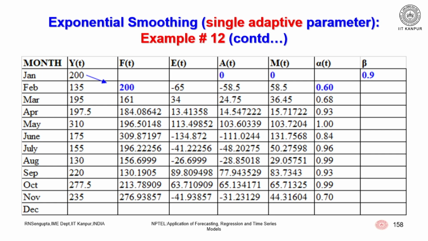This is the slide corresponding to 0.6 and 0.9 for values of alpha and beta. Again, pay attention to forecasted error, and correspondingly you can have a look at the error term, the M values, the A values.